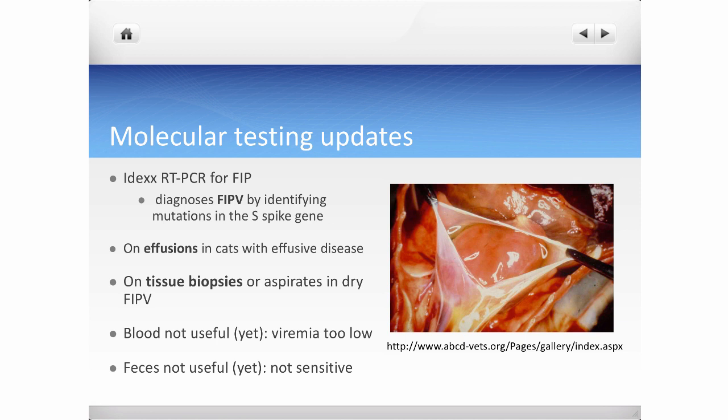Again, I feel like this applies more to private practice and advanced private practice than necessarily shelters. You cannot run it on blood, not particularly useful because the viral load is often too low in the blood to actually confirm the FIPV. And you can't run it on poop, which is really what we all want, is a test on poop. But it's not sensitive enough for that, so you can't run this particular test on poop. And they will speak to that.